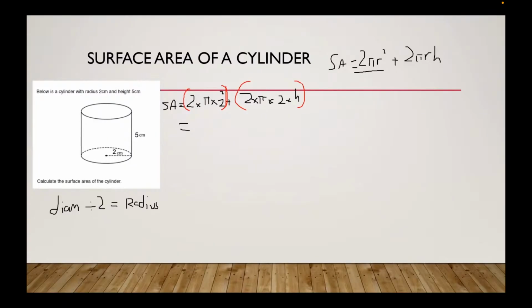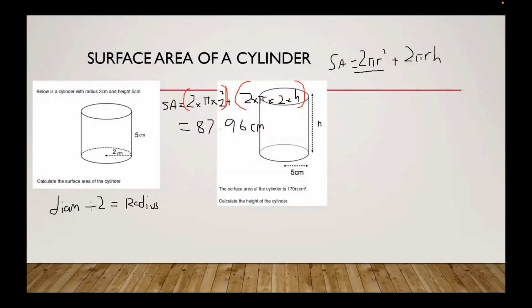And I get my answer of 87.96. Now, if it doesn't specify, keep your answer to 2 decimal places unless specified otherwise. Because the question might say round your answer to the nearest decimal or the nearest whole number. That all depends on the type of question you get. But if it doesn't specify, 2 decimal places is fine. Now, what about this question here?